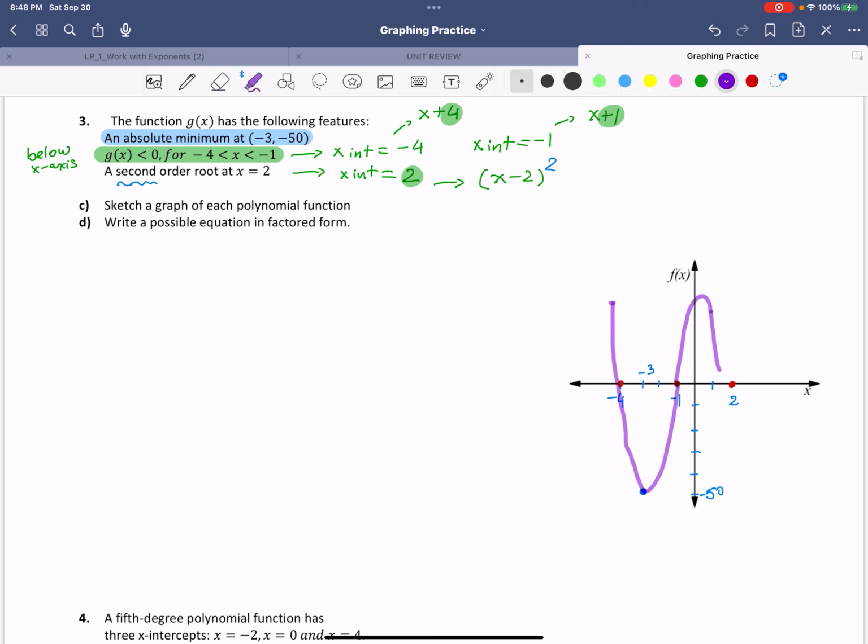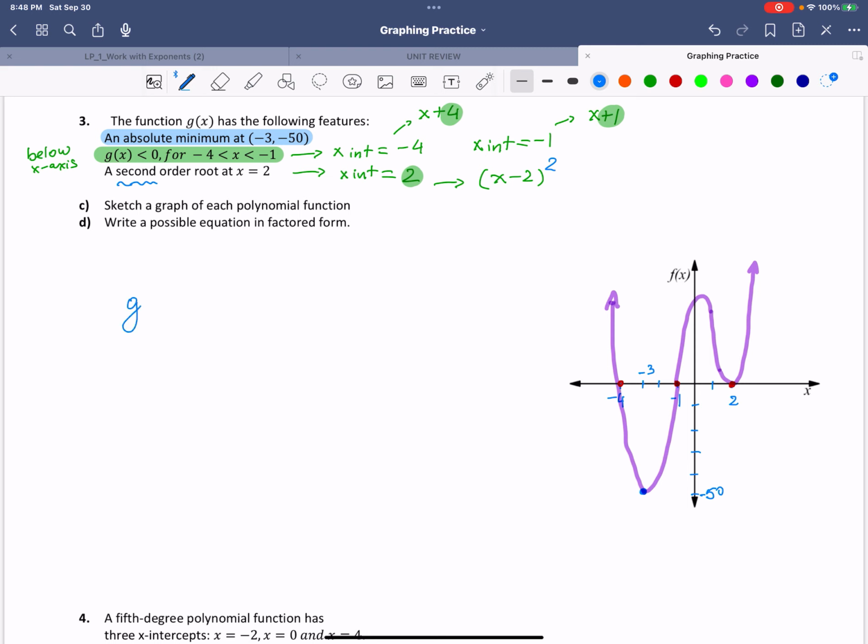And not only that, but when we come closer to x equals 2, which is the second root, we have to make sure that we approach in such a way that we're able to make a nice smooth turn in there because we have a turning point. So this would be a possible graph of this polynomial function. And we're going to say this seems like a fourth degree polynomial.